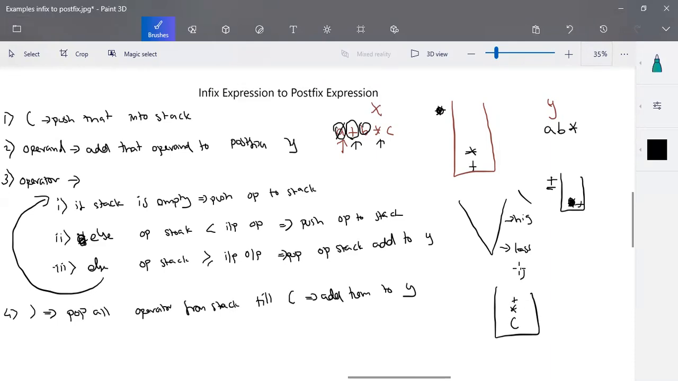Okay, so when you have an expression like this, an open bracket followed by star plus, and whenever a close bracket or a right parenthesis comes, we'll first pop out plus, add it to the expression, pop out star, add it to this expression, and the parenthesis will be cancelled off. Okay, so this is your fourth step.